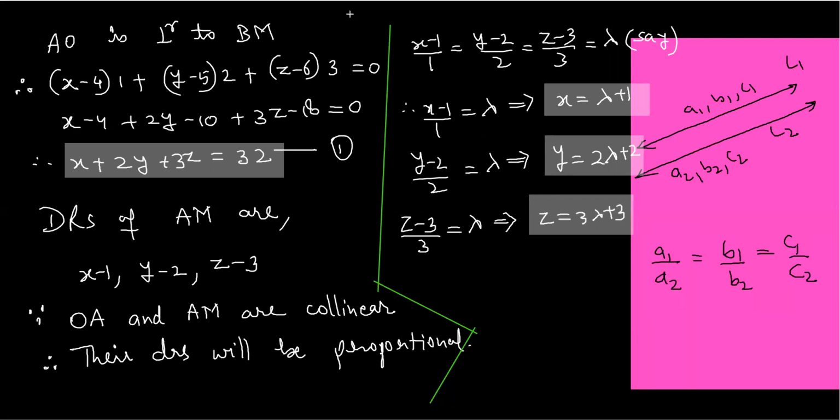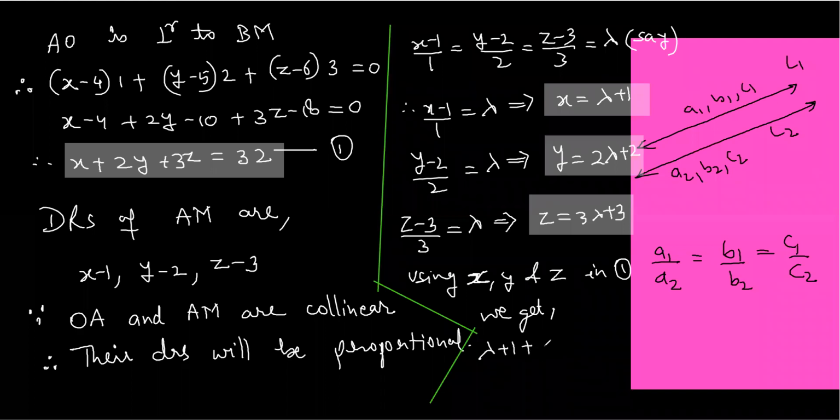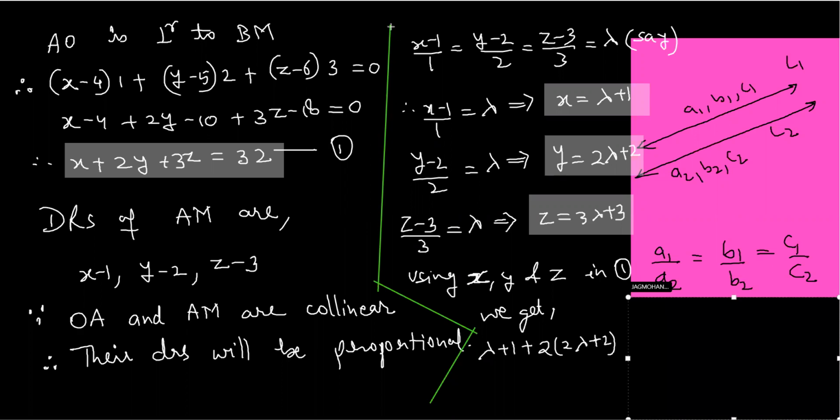I will use x, y, and z in equation one. We get, so see what I get: x plus 2y plus 3z is 32. X is lambda plus 1, so I get lambda plus 1, plus 2 times (2 lambda plus 2), plus 3 times (3 lambda plus 3), equals 32.